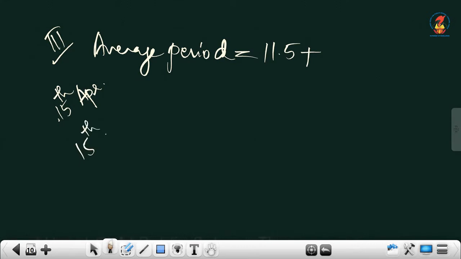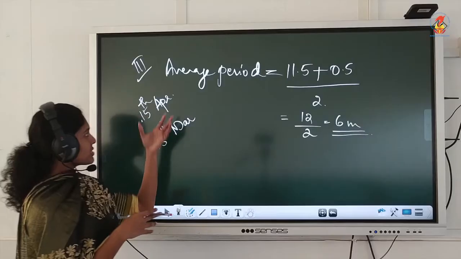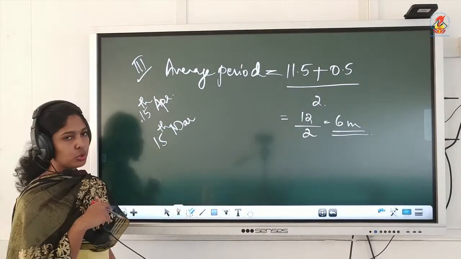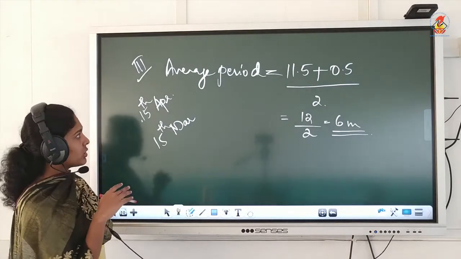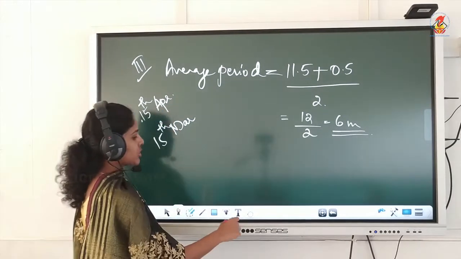Last drawings will be on 15 March. So after this we have half of March also. So 11.5 plus 0.5 divided by 2, that is 12 divided by 2, 6 months. So this is how you are getting 6. Or if you see the term, it's in the middle of every month, directly you take the average period as 6. That's easier for you to remember. Whereas in other cases, 6.5, 5.5 and all, you will make mistakes. So better don't learn by heart. You just have to apply the average period formula.